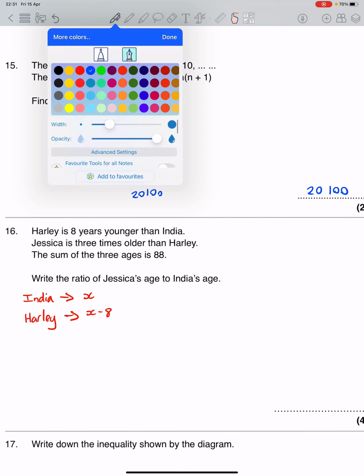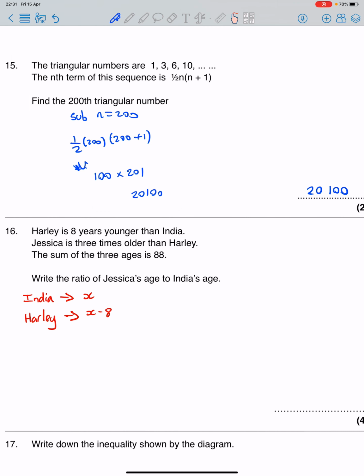And then, just to change color, we know that Jessica is 3 times older than Harley. So Jessica is going to be 3 lots of Harley. And we know that when we add their ages, because sum means add, that's going to be 88. So 3 lots of x minus 8, plus x minus 8, plus x is equal to 88.